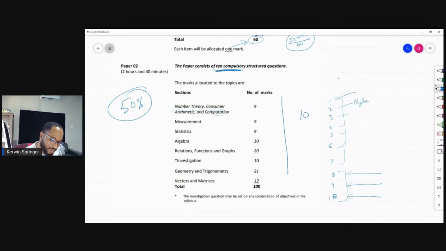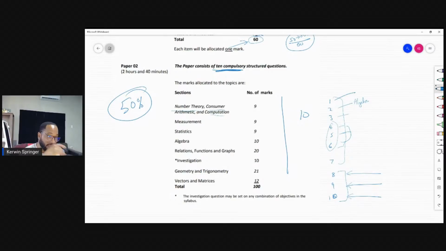Questions 4, 5, and 6. Normally, these orders could get mixed up at 4, 5, and 6. It's normally either statistics, measurement, volume, surface area, something in measurement with the map, or some statistics with a histogram. Statistics will come in 4, 5, or 6. I think 6 is where it normally comes. Or you could get basic trigonometry, that kind of thing. So that's 9 marks, 9 marks, 9 marks. All of these you want to secure. You want to secure those marks.